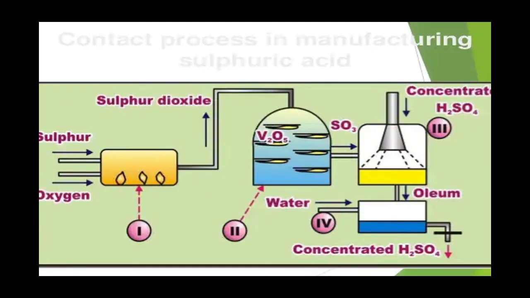From there, sulfur trioxide is not dissolved directly in water because the reaction is highly exothermic and could boil the acid. Therefore, we are not going to collect the acid, it is going to evaporate. What we do instead is dissolve it in concentrated sulfuric acid to form oleum. And then the oleum is reacted with water at stage 4 to form sulfuric acid.